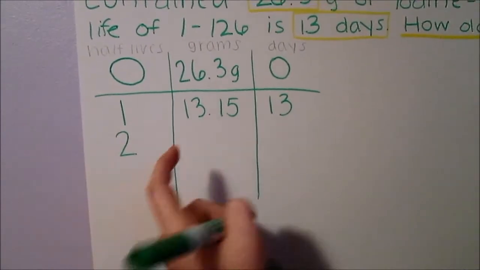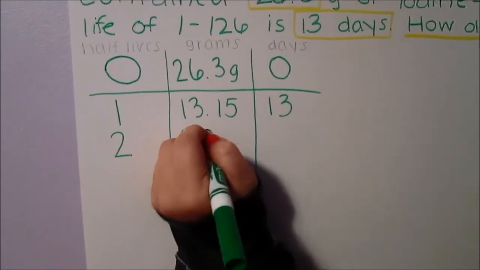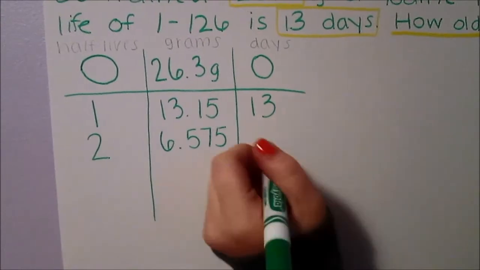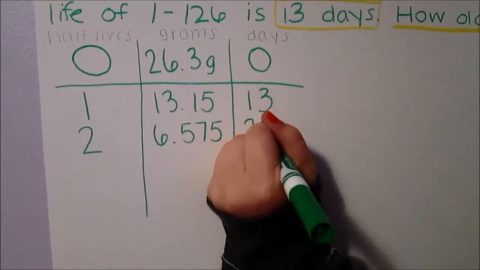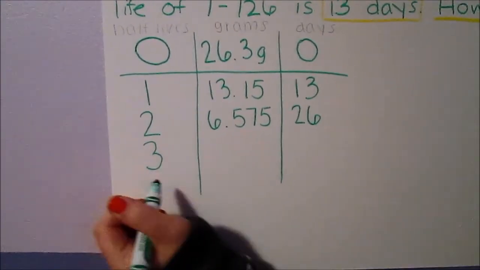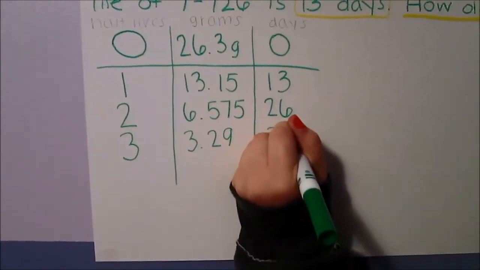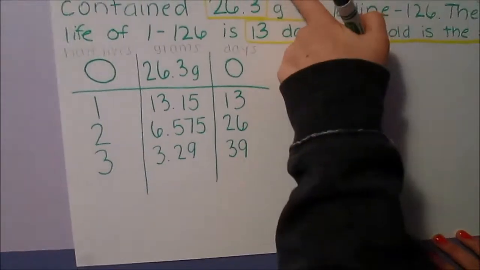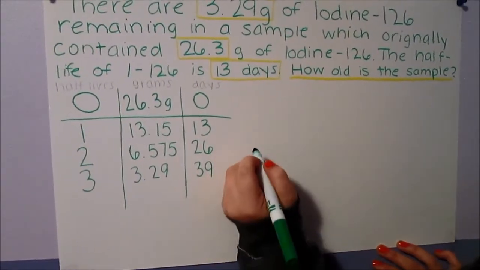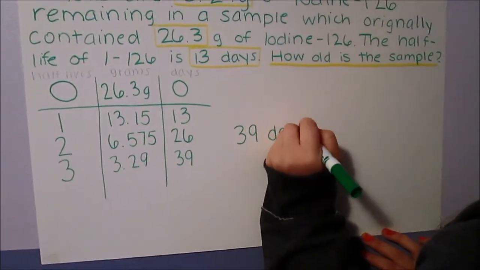After 2 half-lives, you divide it again and get 6.575 grams, and you add another 13 days to make it 26. You're still not at 3.29 grams, so you go to another half-life, and you get 3.29 and 39 days. You got your sample amount remaining after 39 days. So the answer is, the sample is 39 days old.